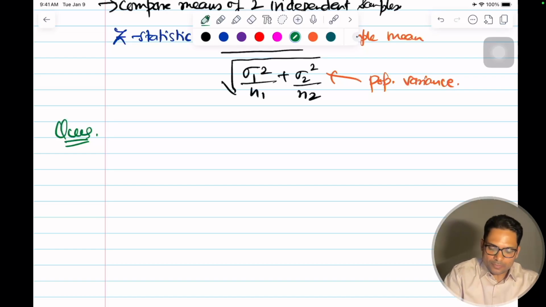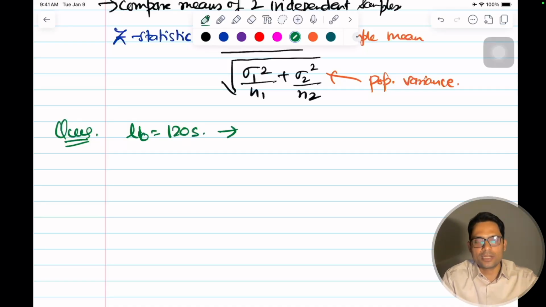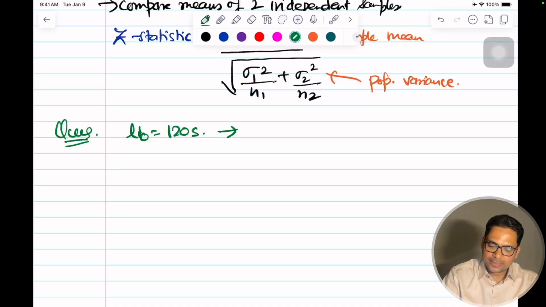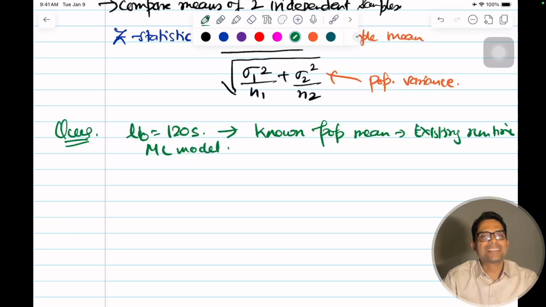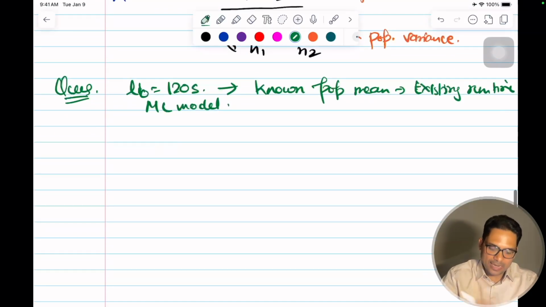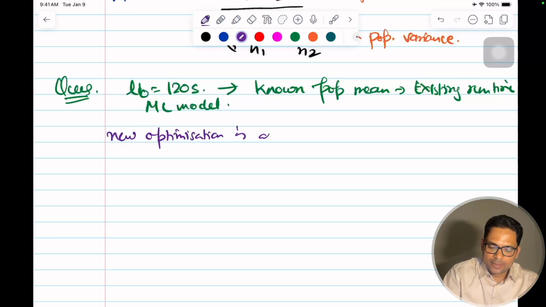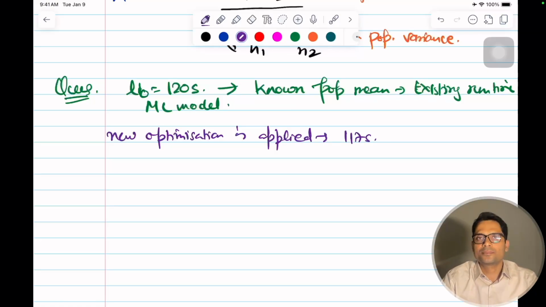So we have the known population mean of the ML model, which is 120. So your mu naught is your known population mean, or the existing runtime of the ML model. The existing runtime is 120 seconds. After the new optimization was applied, this changed to 117 seconds.